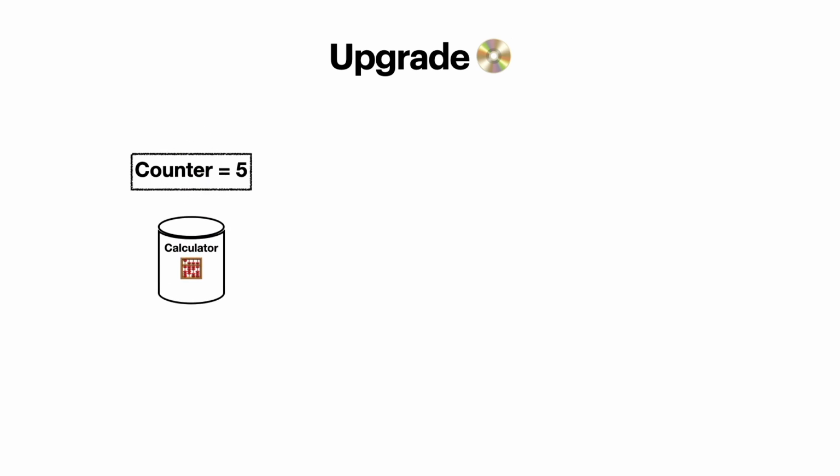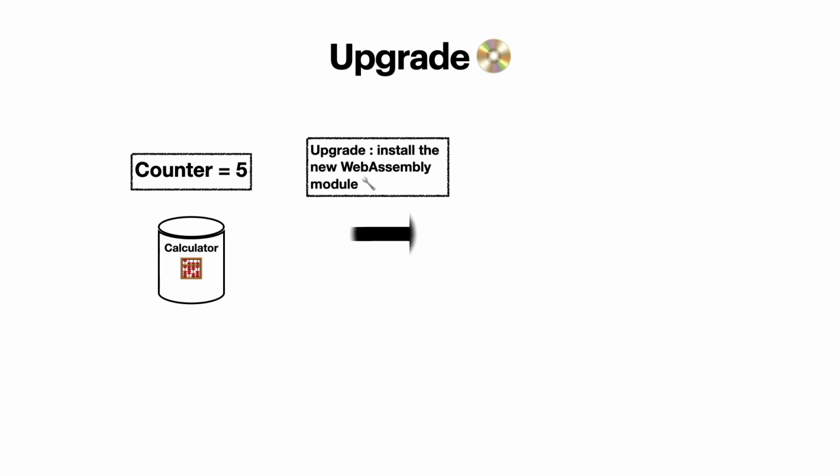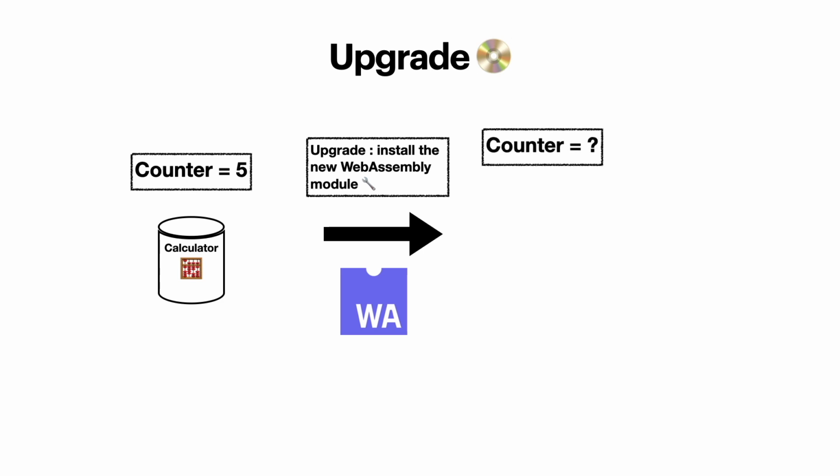Okay, for the last part of this video, we wanted to talk about upgrades and how to deal with them. So let's say we have our calculator and the value of the counter is 5. Now let's say we want to change the code of the calculator because we want to add a new functionality. At a more basic level, upgrading and changing the code of a canister means changing the WebAssembly module that is running inside. And so now our question is, what will be the next value of the counter? And the answer to this question depends on what we call stable memory.